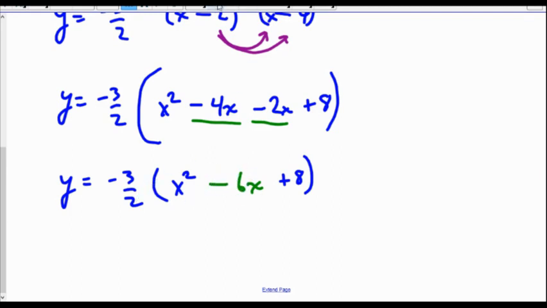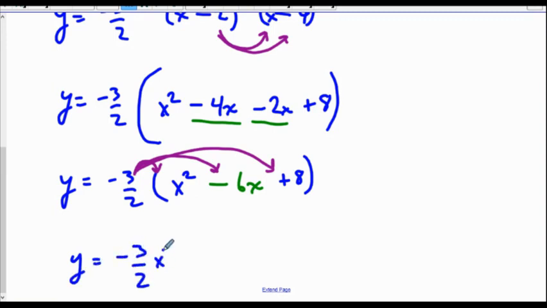So now what I'm going to do is I'm going to take my negative 3 over 2 and distribute that to each of these, and see what that's going to give me. And I'm going to end up with y equals negative 3 over 2 x squared. It's going to be negative 3 over 2 times a negative 6x. And it's a negative 3 over 2 times a positive 8.